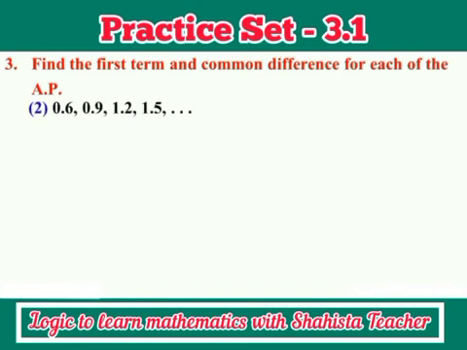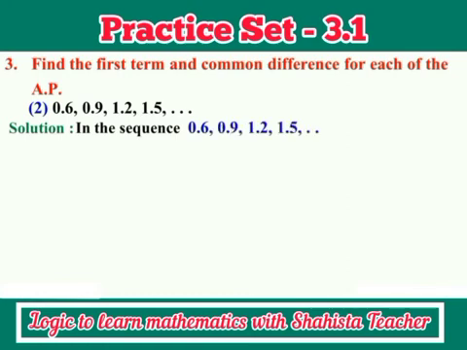Now sub question 2 says 0.6, 0.9, 1.2, 1.5. In the sequence 0.6, 0.9, 1.2, 1.5, here T1 is equal to 0.6, T2 is equal to 0.9, T3 is equal to 1.2, T4 is equal to 1.5.